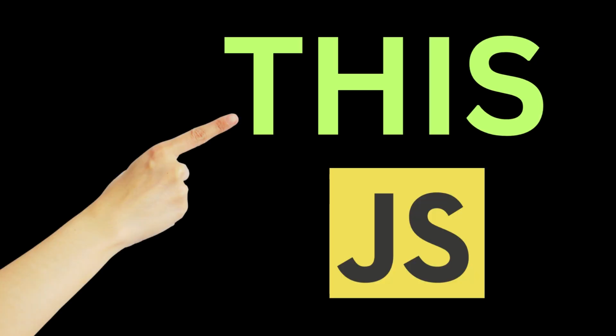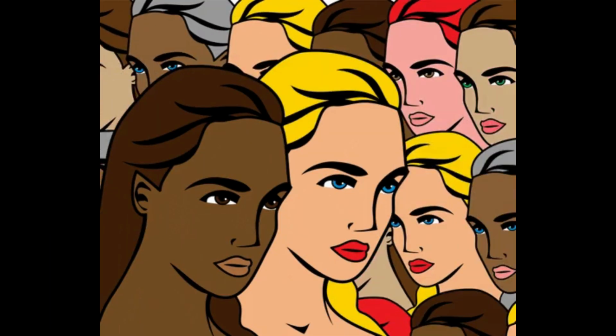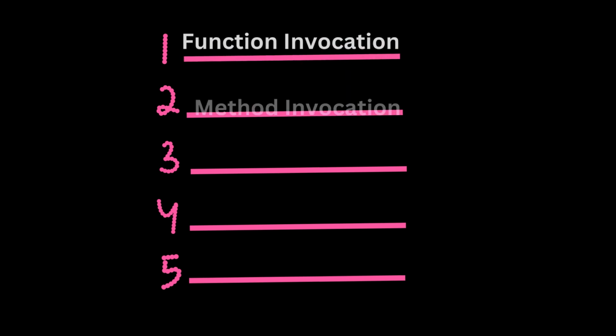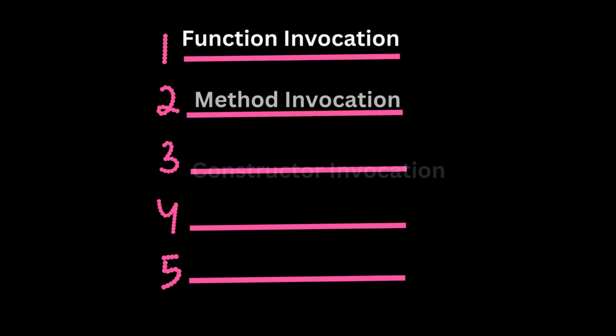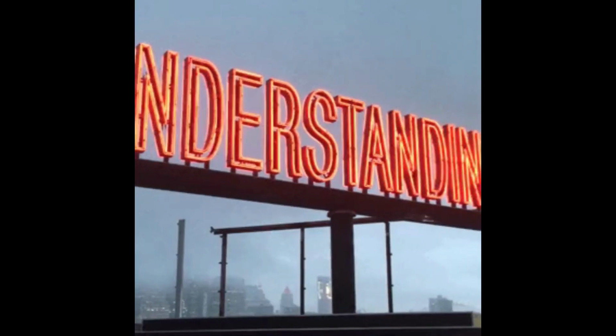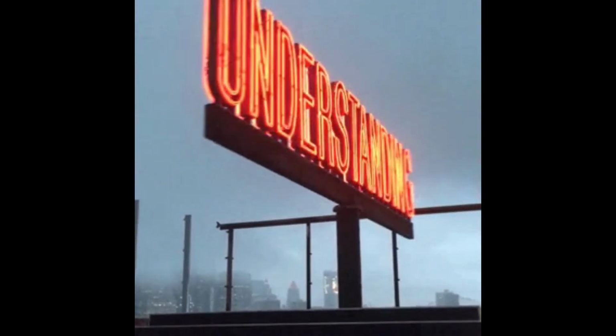Value of this can be affected by various function invocation types like function invocation, method invocation, constructor invocation, indirect invocation, arrow function invocation. Let's understand different invocation types one at a time.